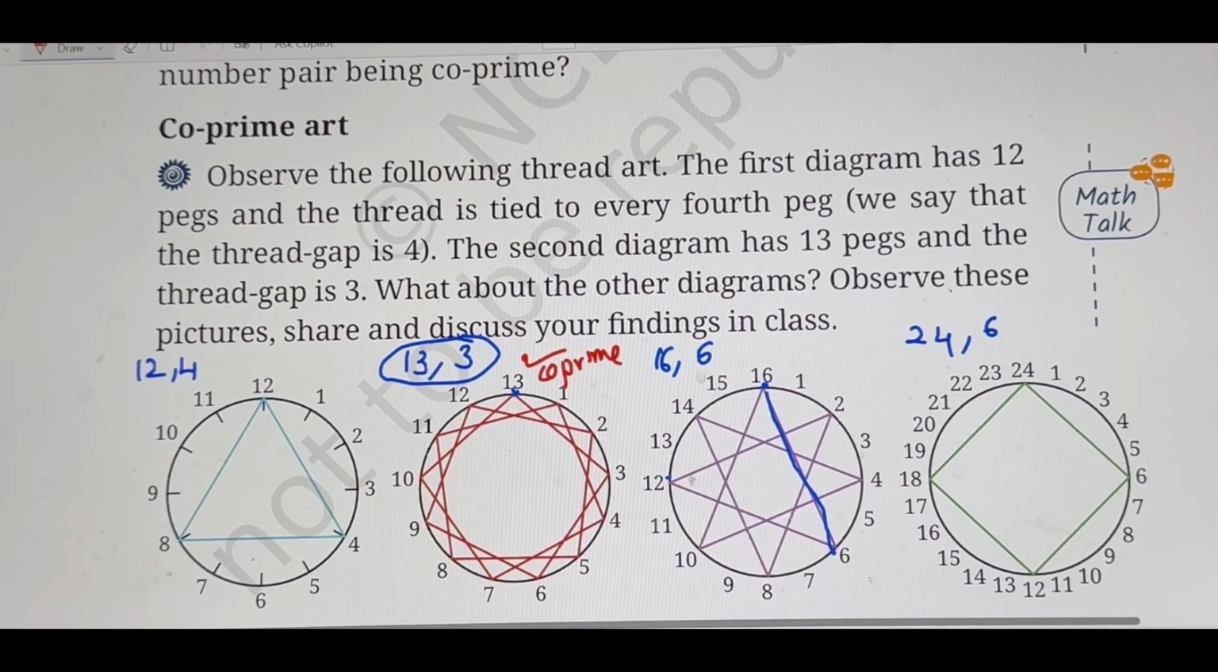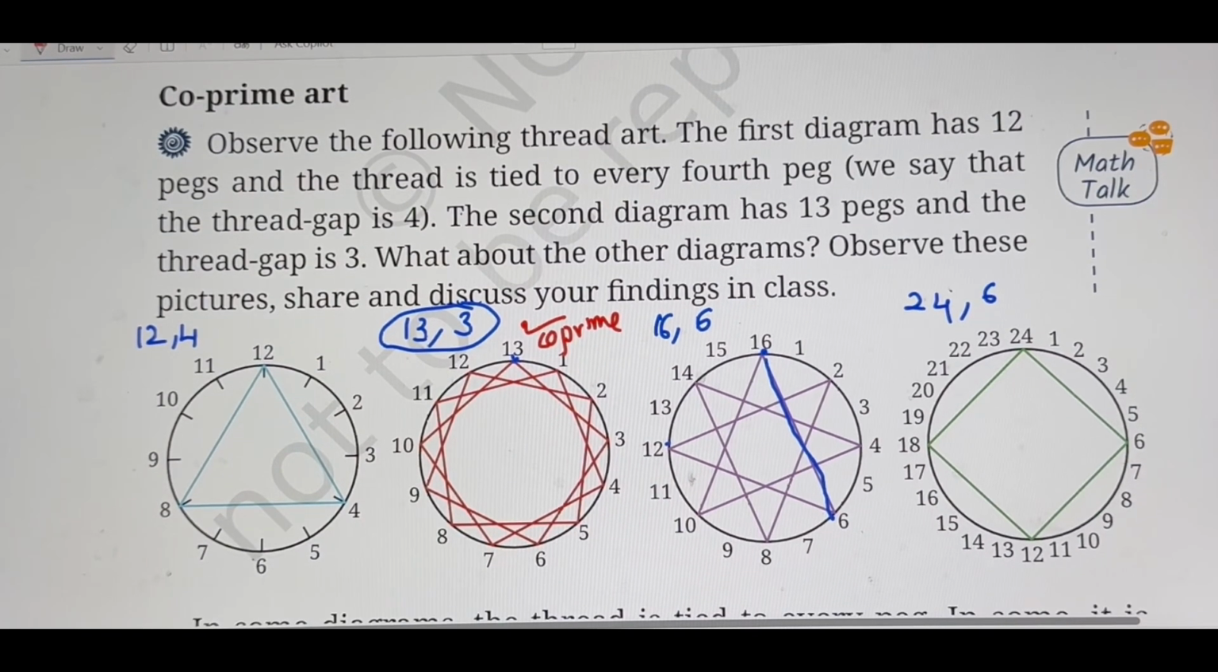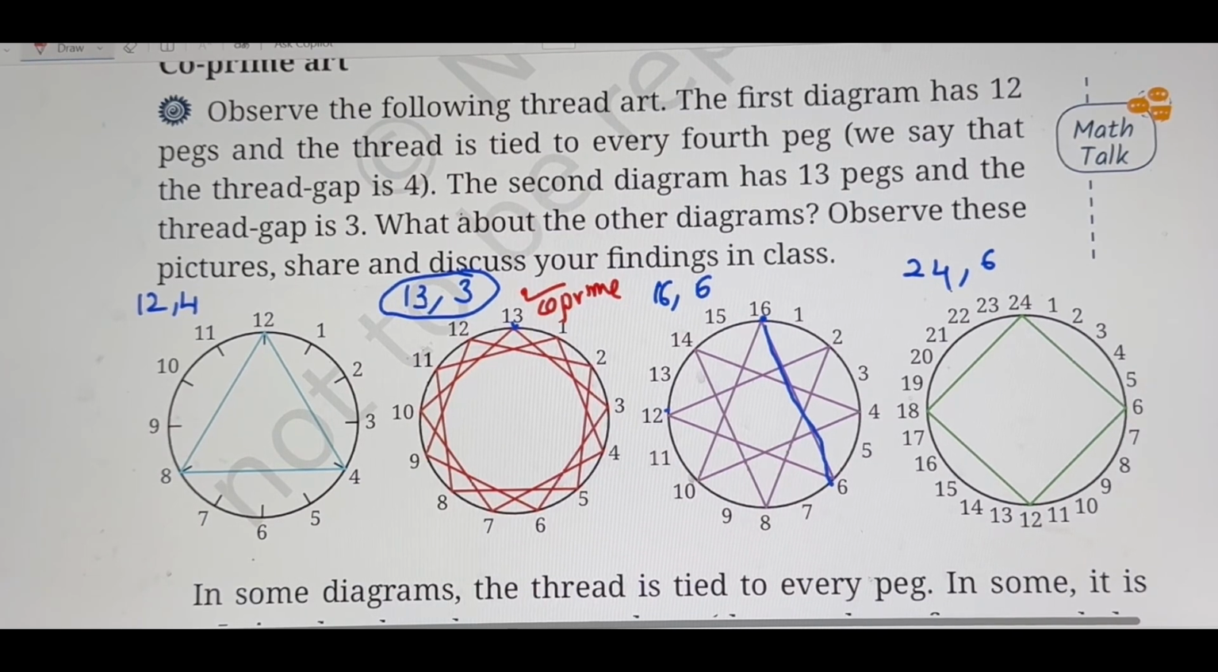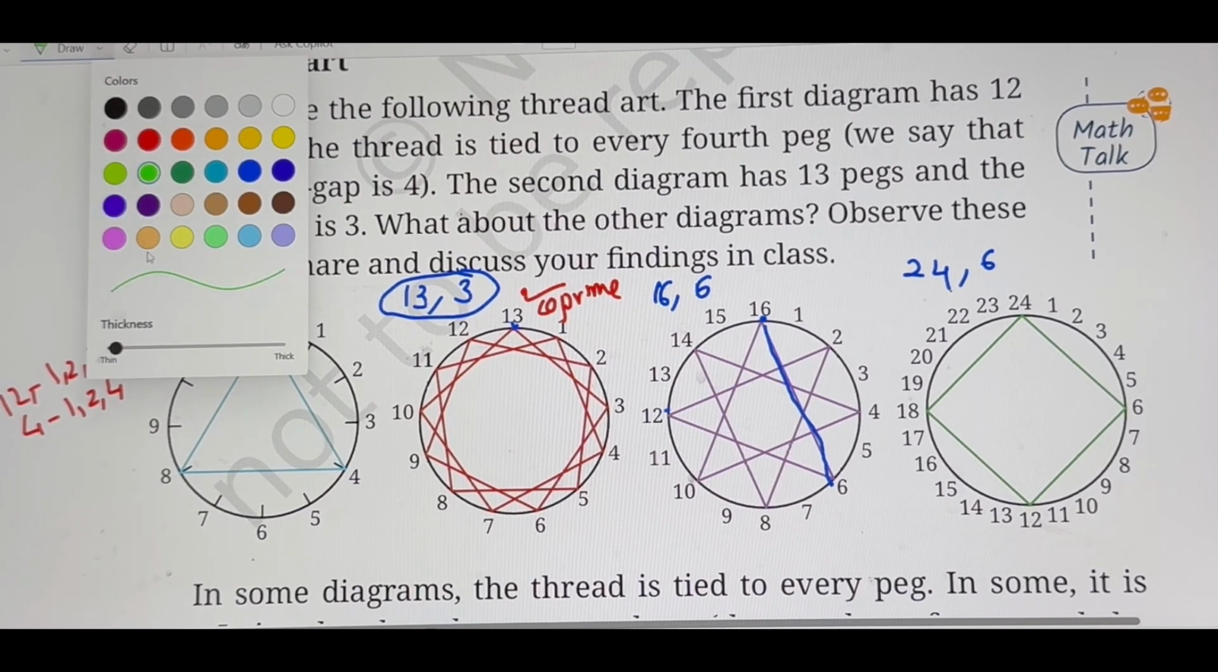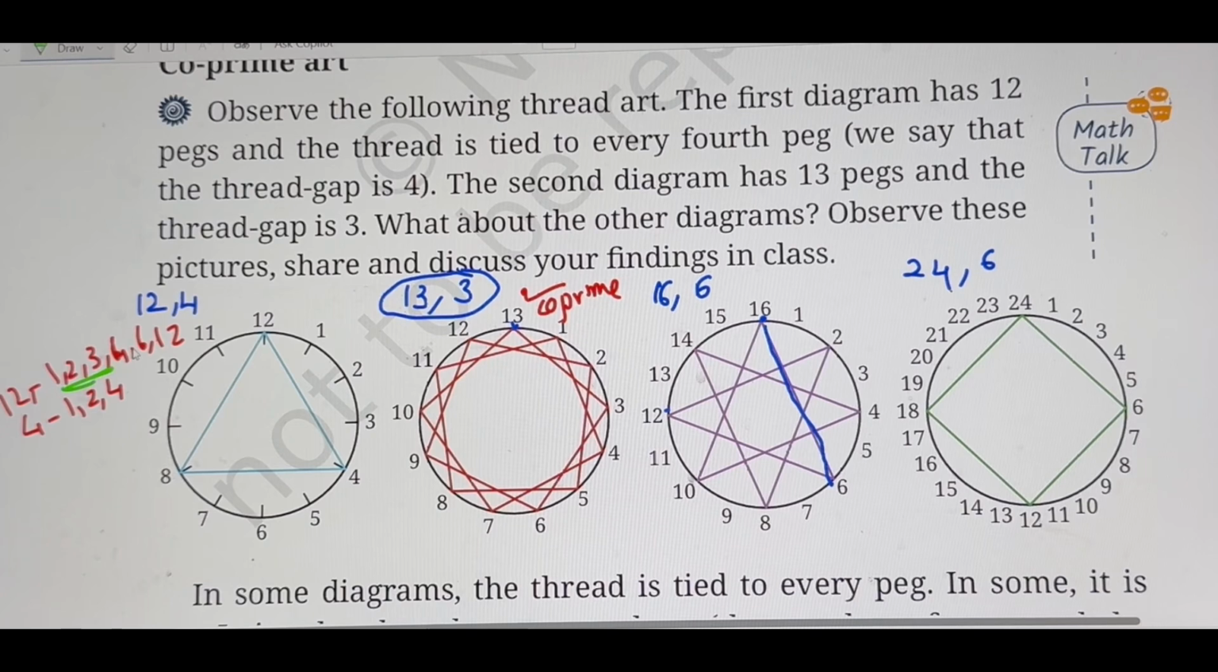By making such designs, you can explore various numbers and find out which ones are co-primes and which are not. Let us see one by one. If we take 12, what are the factors of 12? 1, 2, 3, 4, 6 and 12. And factors of 4 are 1, 2, 4. So there are common numbers over here: 1, 2 and 4. So they are not co-primes. They have something common, rather three numbers common.